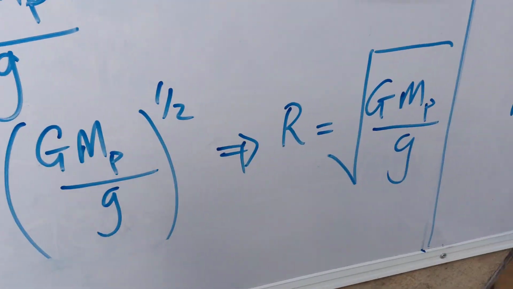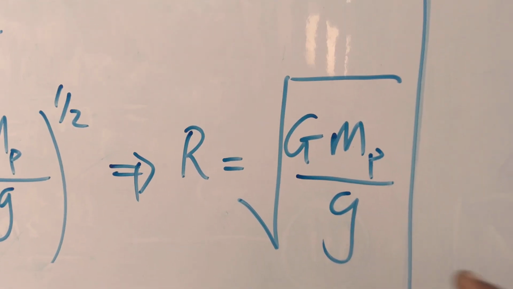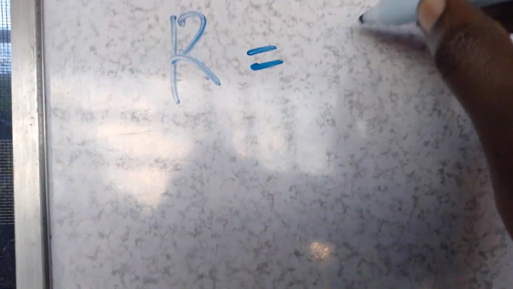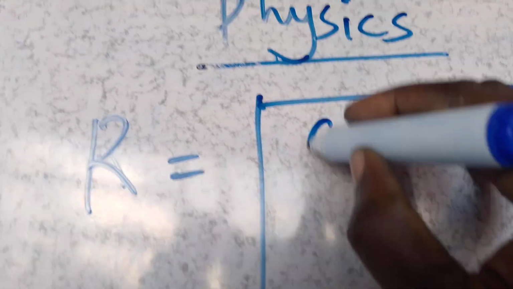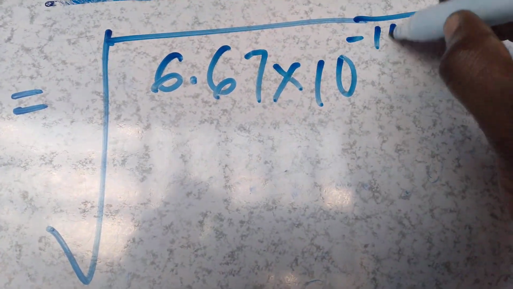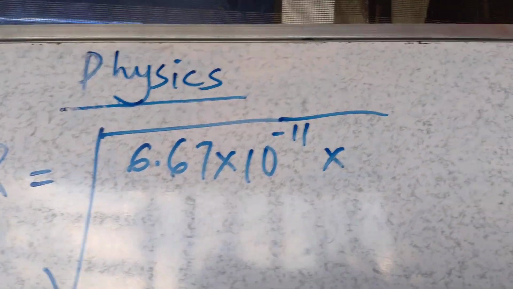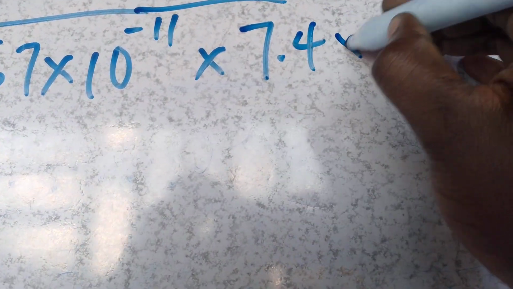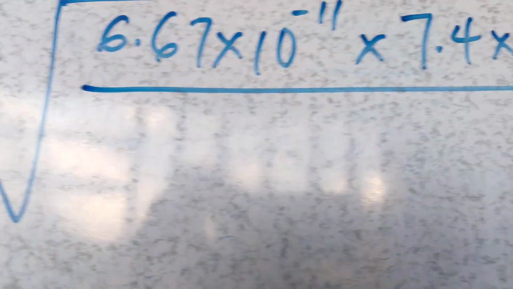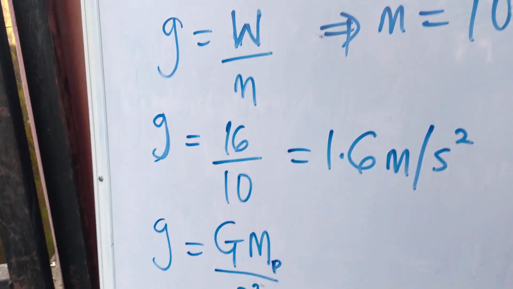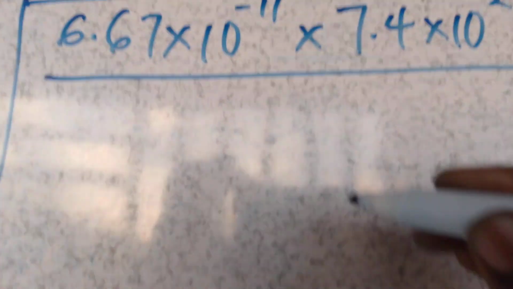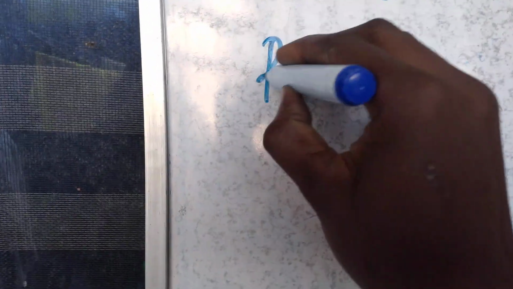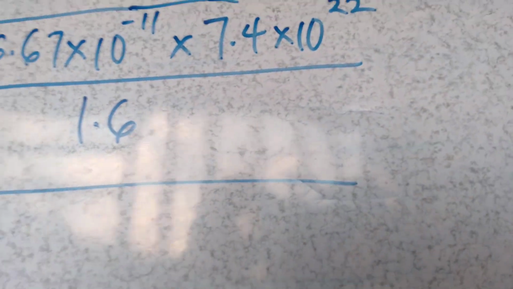So we can then solve, and we'll be having a substitution. The radius of the planet r is equal to the square root of, my gravitational constant is 6.67 times 10 raised to the power minus 11, and the mass of the planet was given to us as 7.4 times 10 exponent 22, all over the acceleration due to gravity on that planet, which we obtained as 1.6.